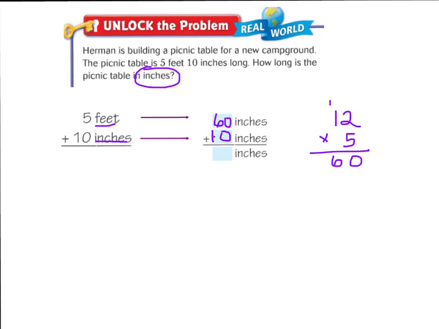So my lesson is all about mixed measures. I've got feet and I have inches. But now I've just converted it all to inches. So now I have the easy job of just adding up my total. So I could now say that Herman is building the picnic table for a new campground. The picnic table is 70 inches long.